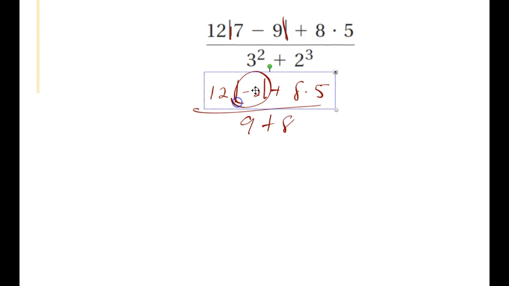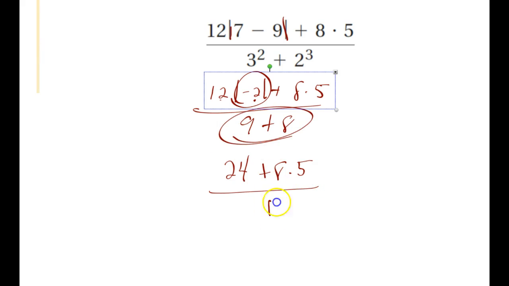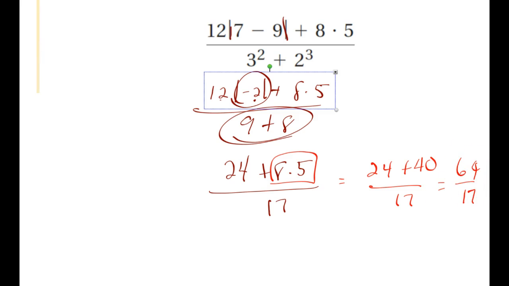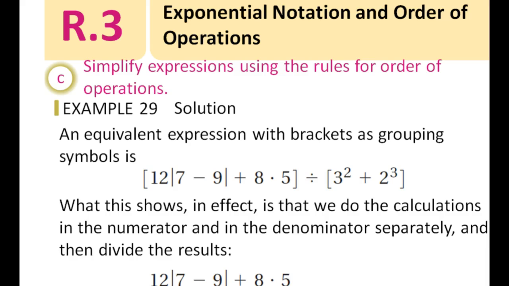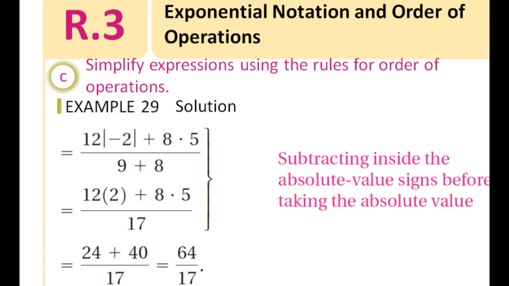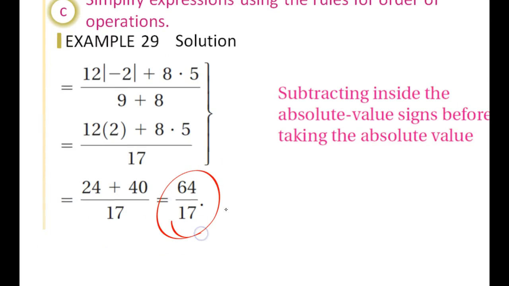The absolute value of negative 2 is 2. 12 times 2 is 24, so I'll rewrite this: 24 plus 8 times 5. I'll go ahead and add the denominator because I'm going to keep this as a separate problem, which is 17. Next, I want to take care of the multiplication, the 8 times 5, so this is really 24 plus 40 divided by 17, which is 64/17. Now I'll leave that as my final answer. I don't think that reduces. Let's see what the author has. Yep, 64/17. We'll leave it.